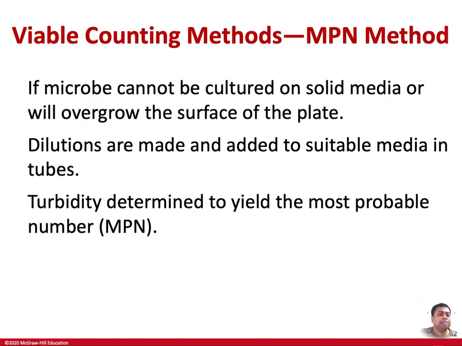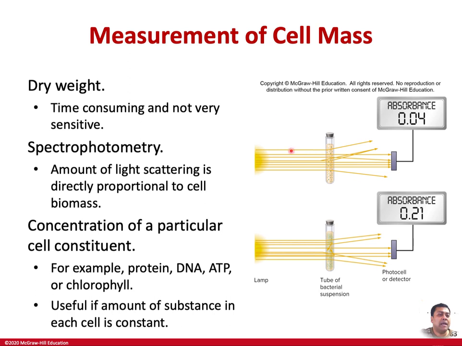bacteria. On the other hand, there is also a viable counting method which is measured by the most probable number, or the MPN method. These are used where the microbe cannot be cultured on solid media or will overgrow the surface of the plate. The dilutions are made and added to a suitable media, and there is a turbidity measurement to yield the most probable number, or MPN. How do you do this?